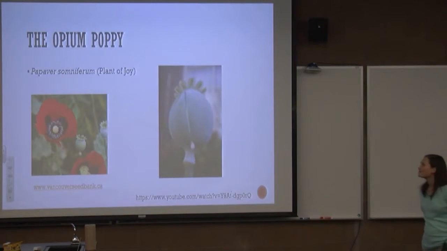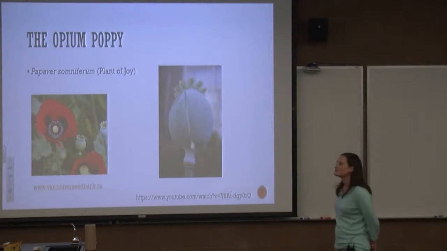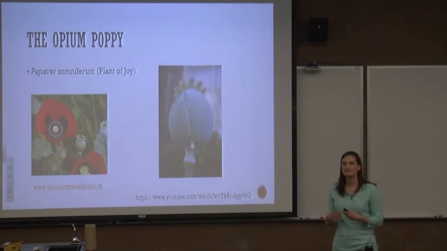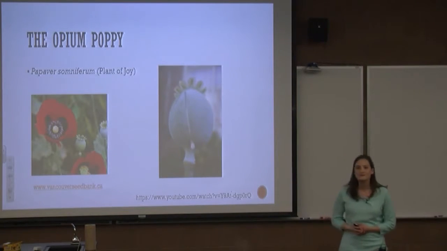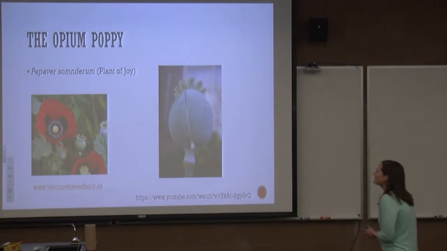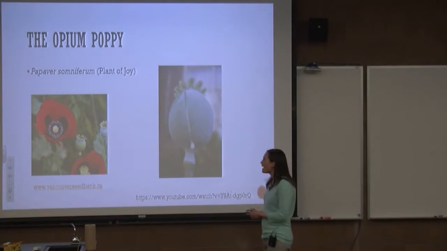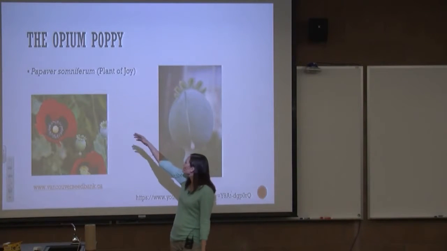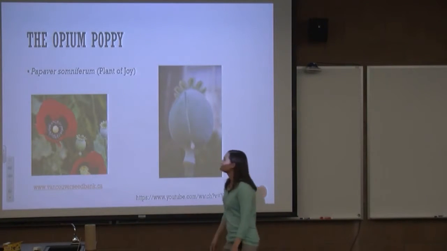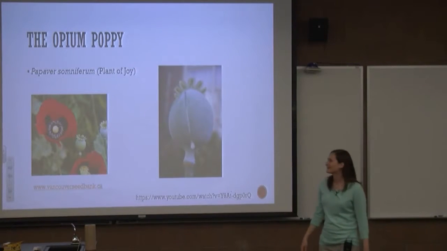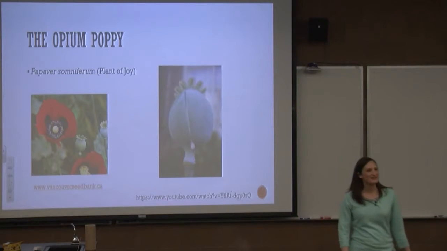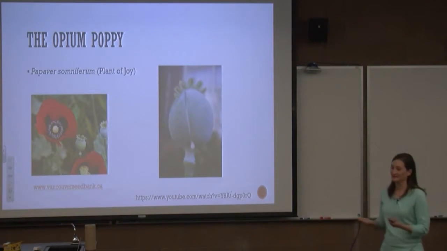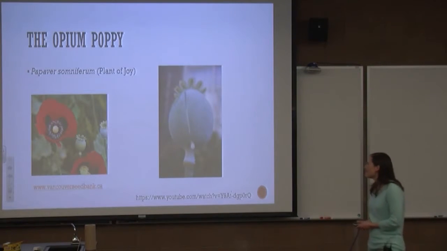Okay, so starting out with the opiates. Morphine is under a class of molecules called the opiates, and they come from the opium poppy. Here are some pictures of the opium poppy. Excuse my Latin here, but it's Papaver somniferum, which means sleep-inducing poppy in Latin. The Sumerians called it the plant of joy.